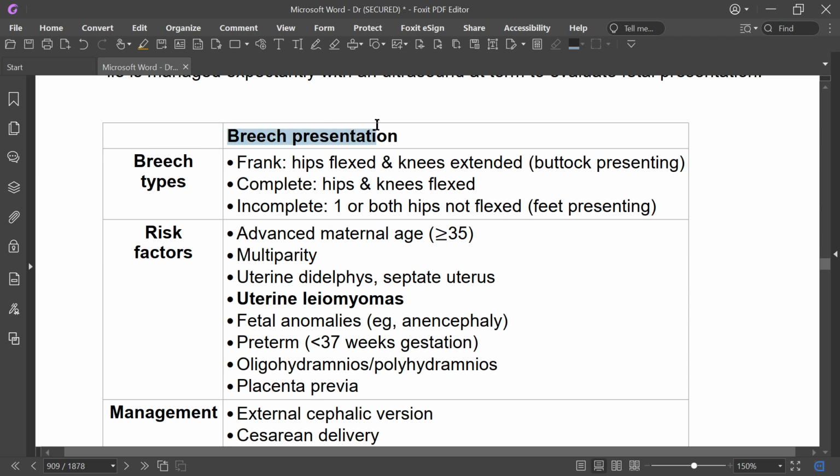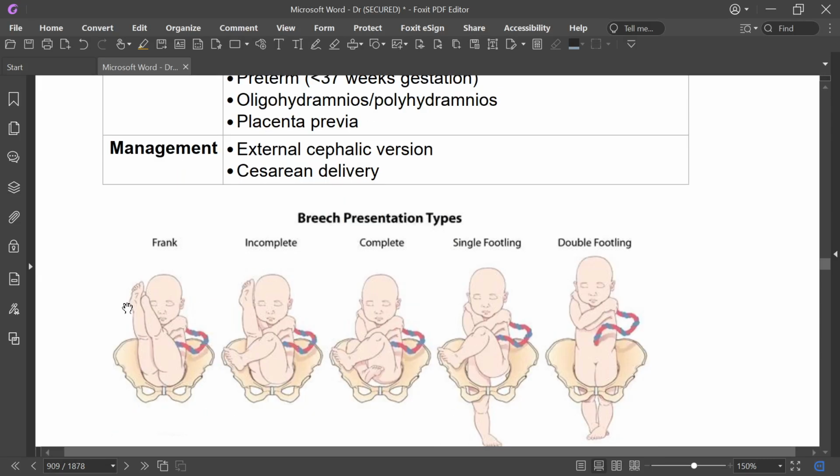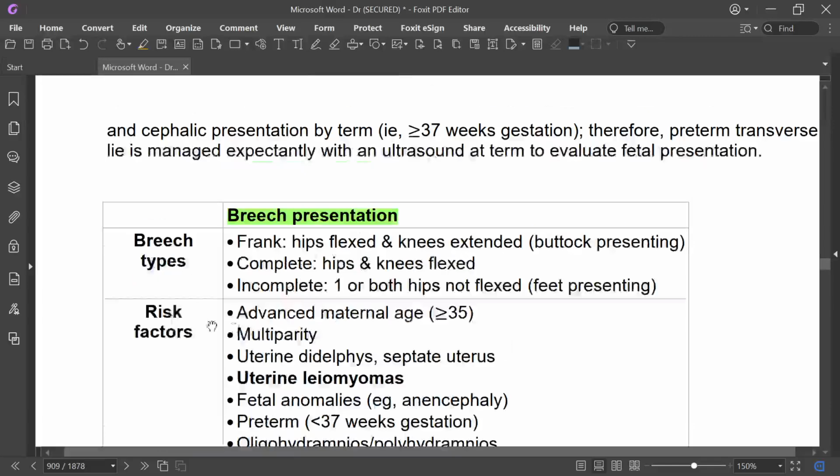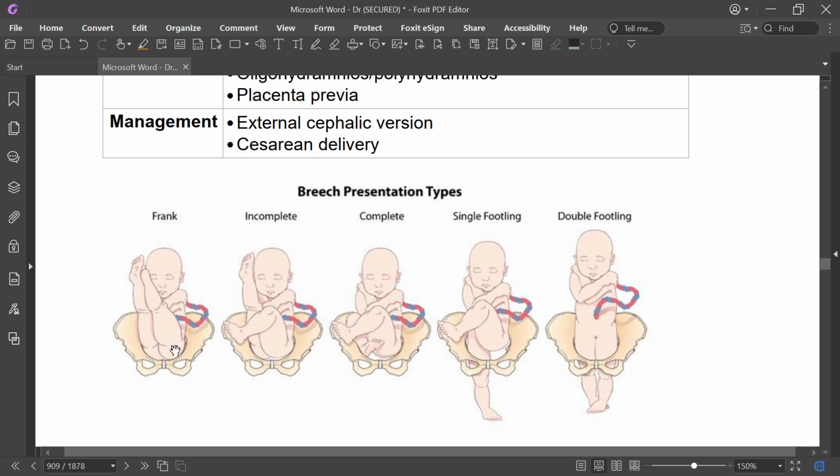Then the breech presentation. What is breech? Breech has 3 types: frank, complete, incomplete. This is frank, this is incomplete, this is complete. Frank is when hips are flexed and knees are extended, which means buttock presentation. This is frank breech.